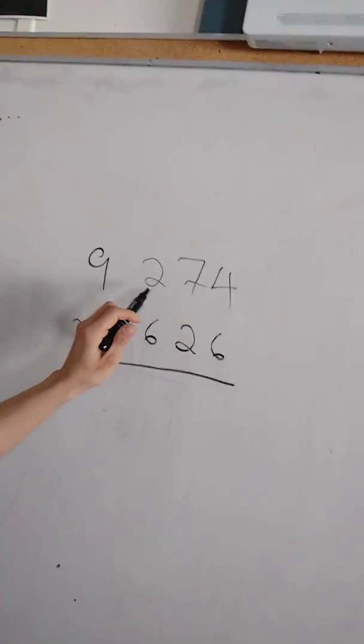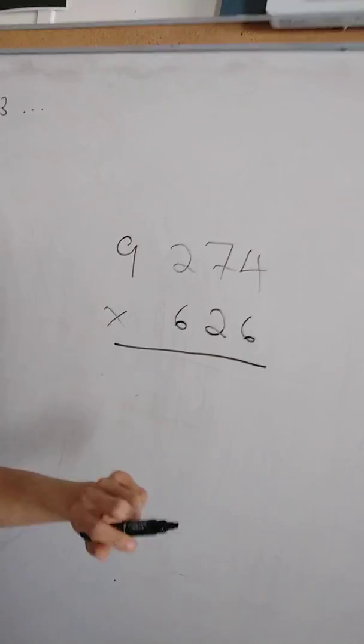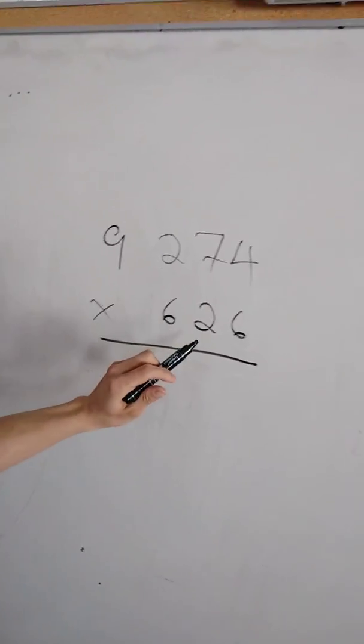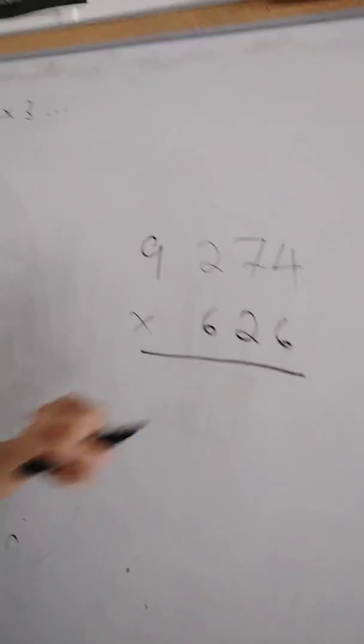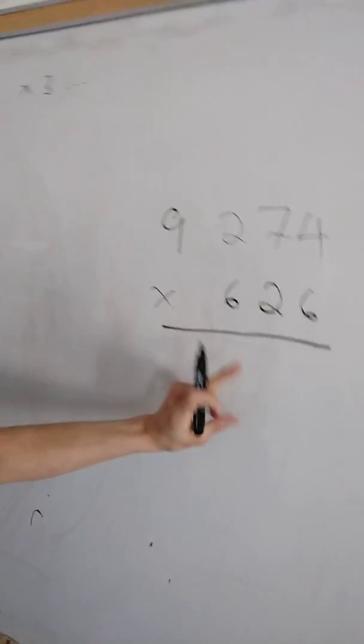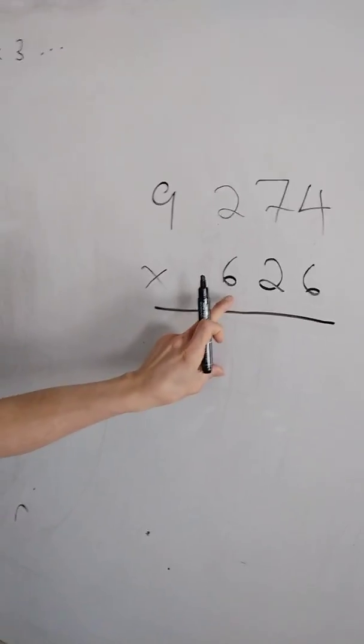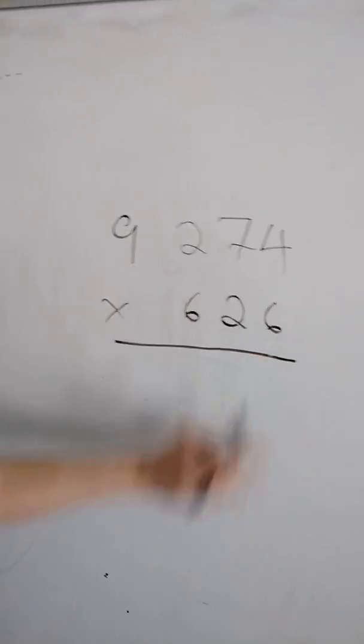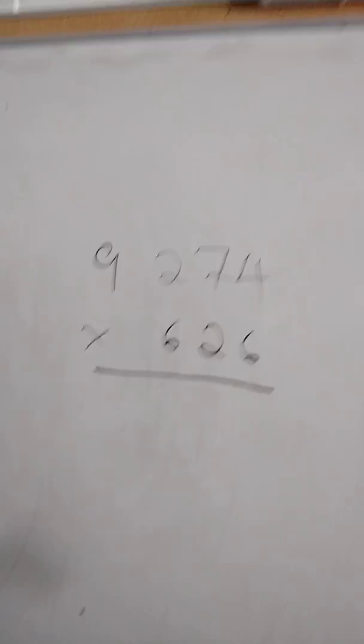Okay, let us look at 9,274 times 626. Okay, so once again, do we start multiplying from here or from here? If your answer is here, you are correct. Okay, so let us move on now.